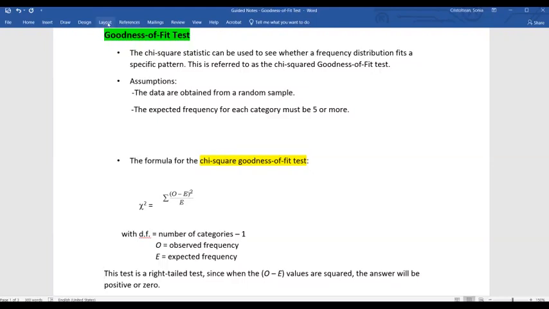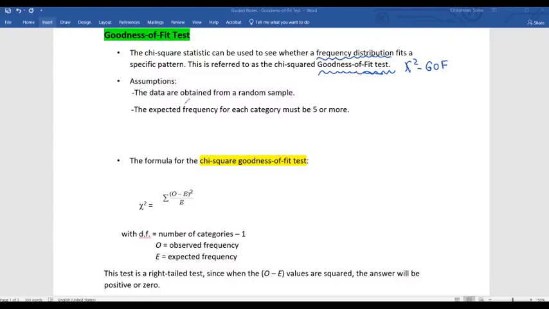Goodness of fit test, it's also called the GOF test. The chi-square statistic can be used to see whether a frequency distribution fits a specific pattern. This is referred to as the chi-square goodness of fit test, chi-square GOF. Keep in mind with this chi-square test, you will realize that we are actually comparing qualitative data. Up to now, we did a lot of quantitative data tests, and this is actually the part of statistics where we make inferences related to qualitative data.